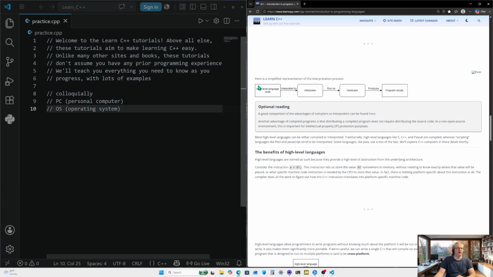Here's a simpler representation of the interpretation process. You write the code, something interprets it. Let's see, high-level language, which would be C++, interpreted, which would be the compiler. Hardware activated, which would be whatever my computer understands, which is translated from the compiler, and then the program results. And I may not be understanding that correctly, so feel free to leave comments on that in the comments if you would like.